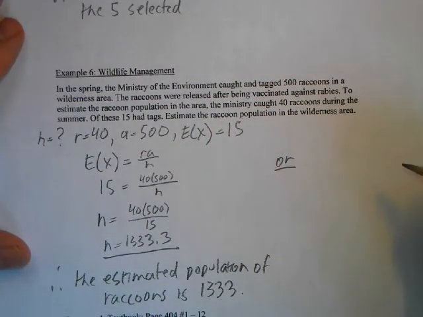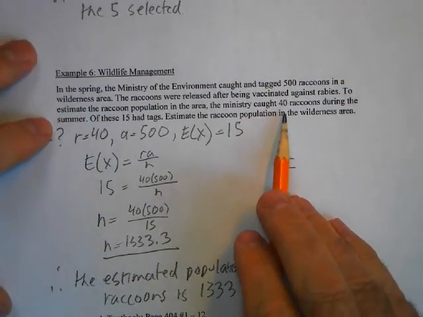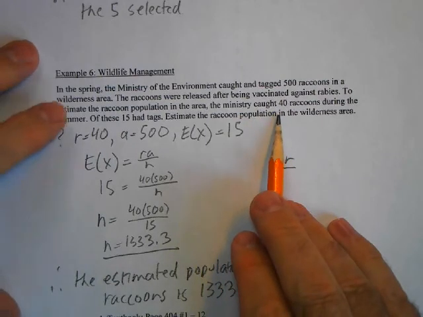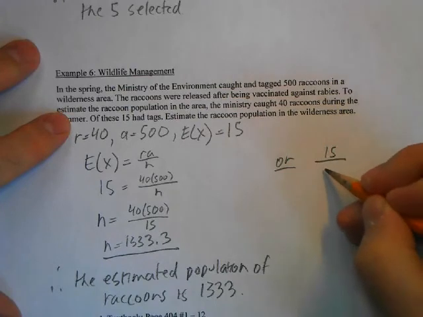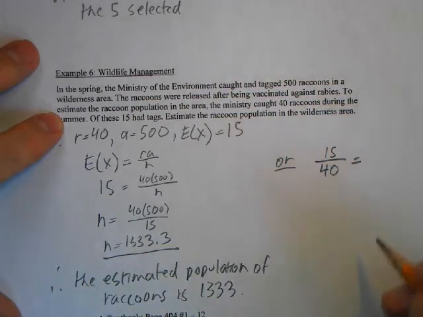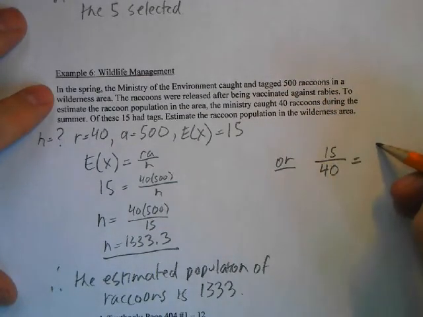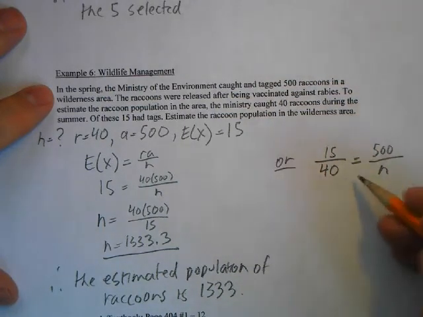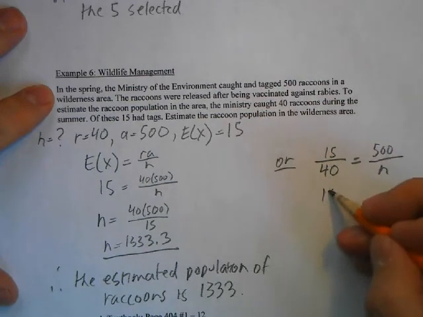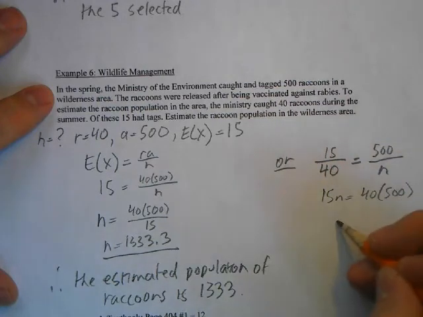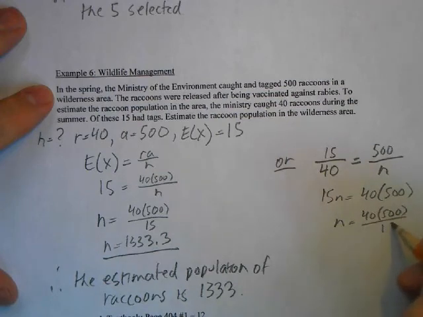If you go based on equivalent ratios, we saw here that out of the 40 raccoons that were caught, 15 had tags. So the ratio of tagged raccoons would be 15 over 40. That ratio should be equivalent to the entire population, and in the entire population, we know we tagged 500, so that goes on the top. Because in our sample, 15 out of the 40 had tags, so in the general population, 500 of the entire population, or N, also has tags. If you rearrange this, we get 15N equals 40 times 500, and then divide by 15. Well, look at that. It's exactly the same formula, so obviously it's going to be the same answer.